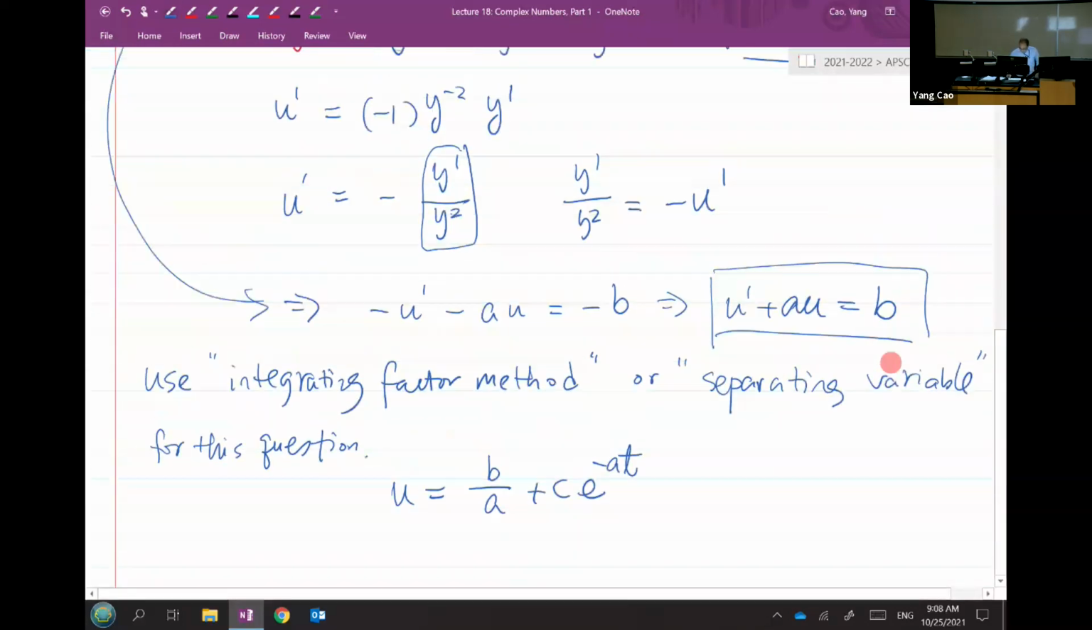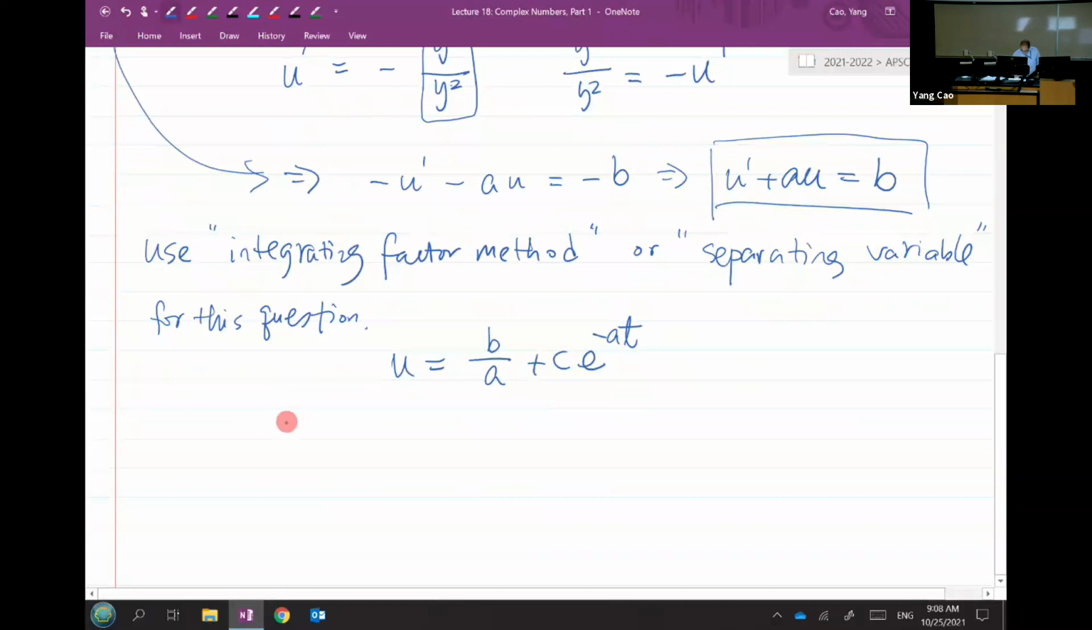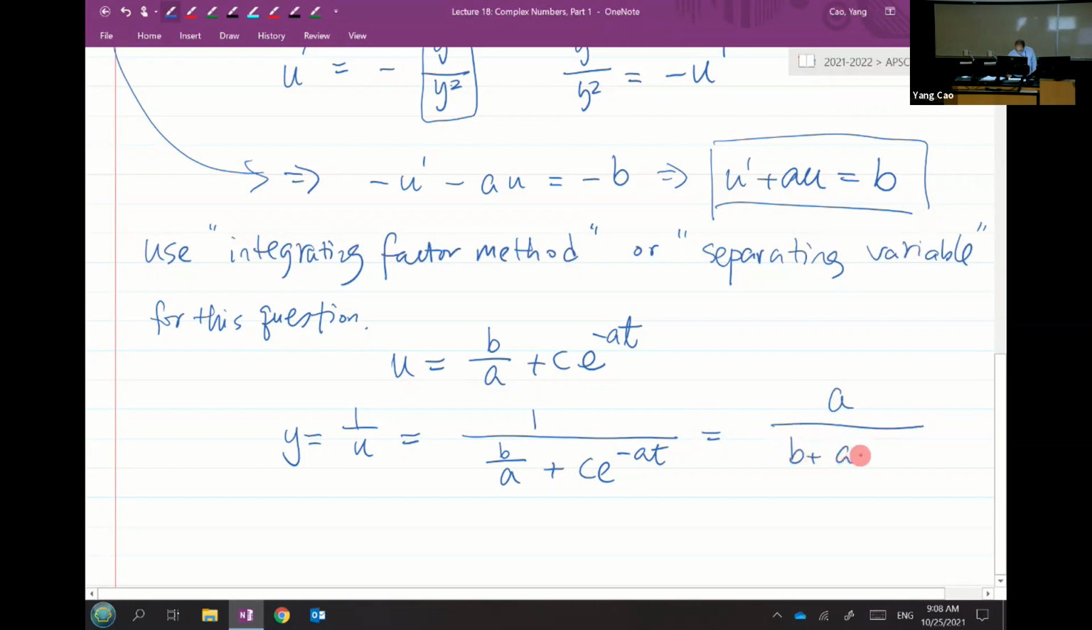Once you get u, don't forget that your ultimate objective is to get the solution for y. So y equals 1 over u, and 1 over the whole term here. If you want to simplify this a little bit, that's fine. So that's a over b plus a times c e to the power negative a x. There you go. That's the final solution for y, based on this answer here.